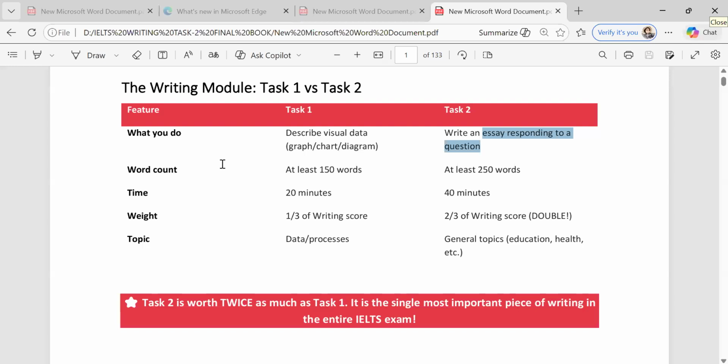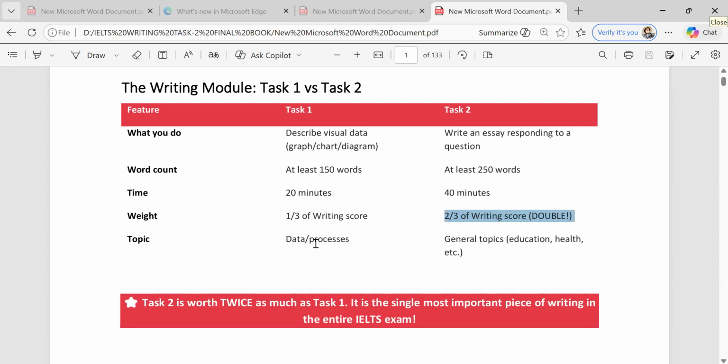And then the word limit: you know that we had to write 150 words for task 1, but for task 2, we need to write 250 words. Time limit: you had 20 minutes for task 1 and 40 minutes for task 2. Keep in mind that task 2 is double, clear? For example, if the score is 100, 66% of your score goes to task 2 and 33% is for task 1.